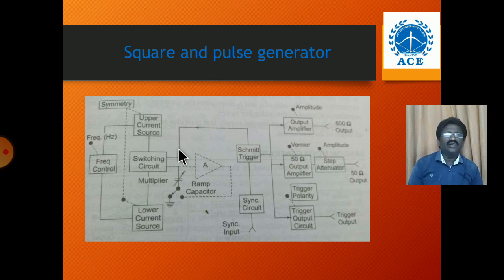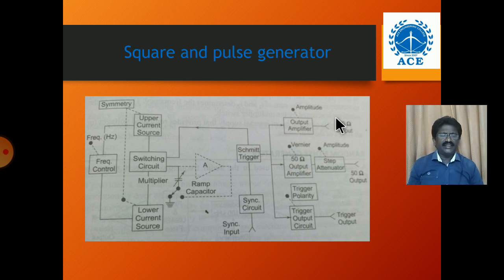Here you should maintain an upper current source and a lower current source that feed a switching circuit, and after that you can observe a Schmitt trigger. With the help of the Schmitt trigger operation, you can generate either a square wave or a pulse.